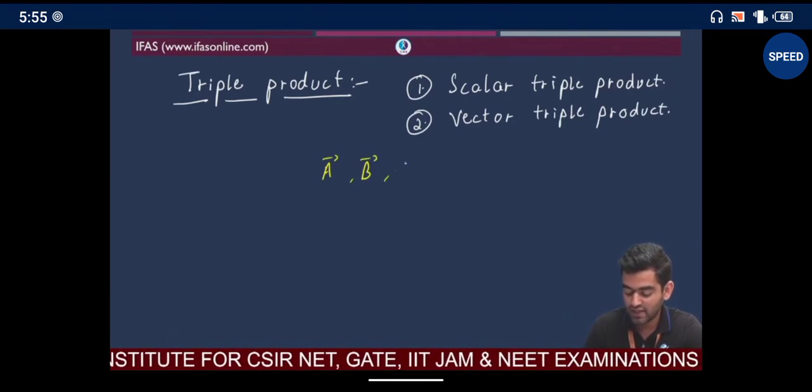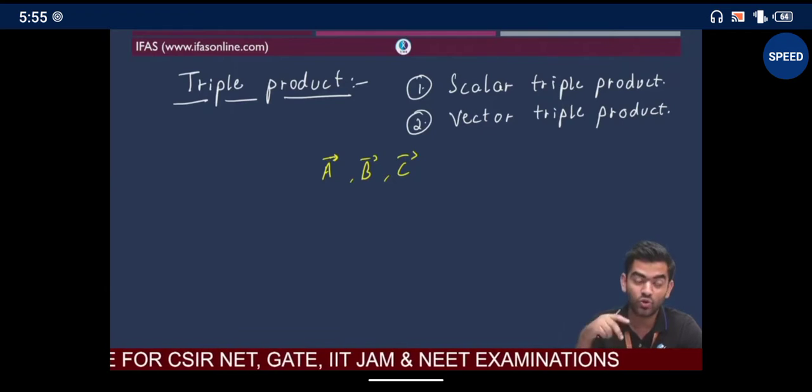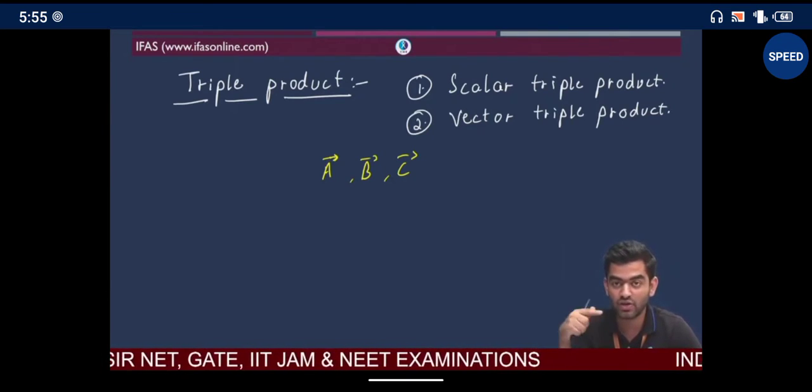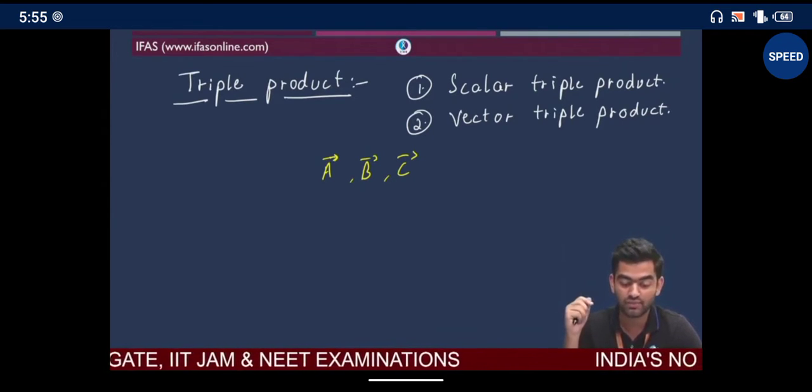Let's say there is one vector A, another vector B, and another vector C. We are going to multiply them together and see the resultant. If the resultant comes out to be a scalar, it's a scalar triple product. If the resultant comes out to be a vector, then it's a vector triple product. Now let's define these.